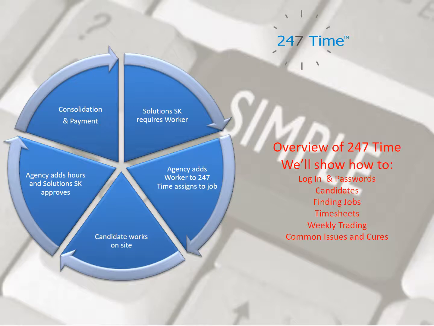So it starts off basically, as you can see on the virtual circle there, that Solutions SK requires a worker, and you may go and take a worker to Solutions SK, or they may come to you asking for somebody with the valid qualifications. You then assign the candidate into the system, complete their profile, and then add them to the relevant job role, and the candidate then goes and works away on site.